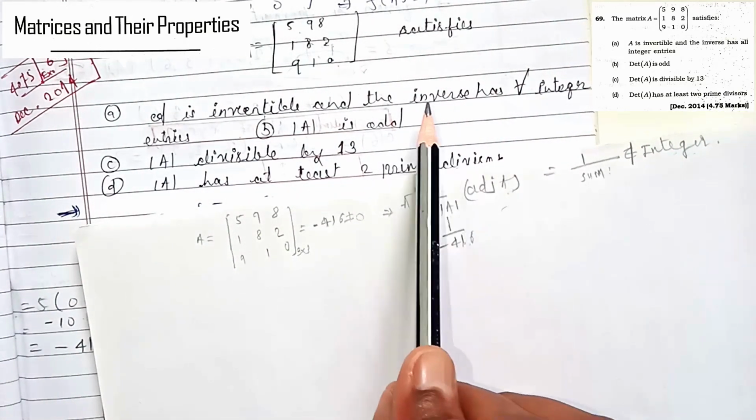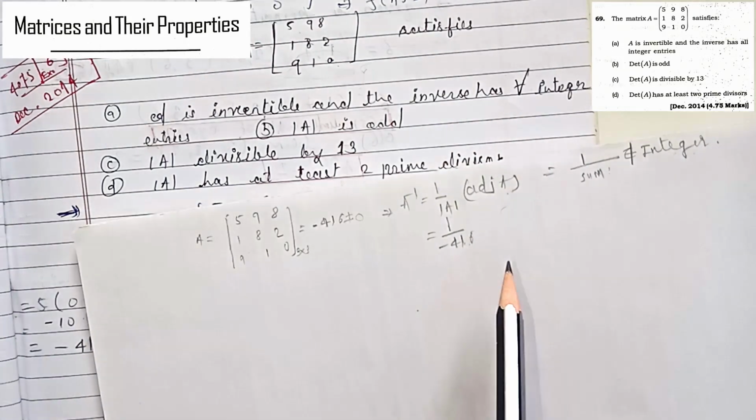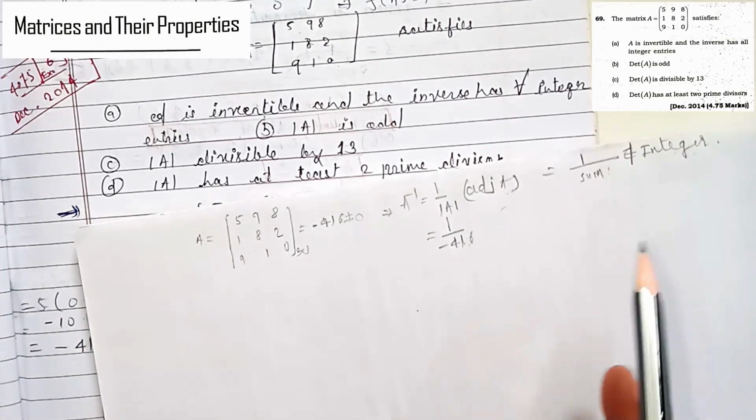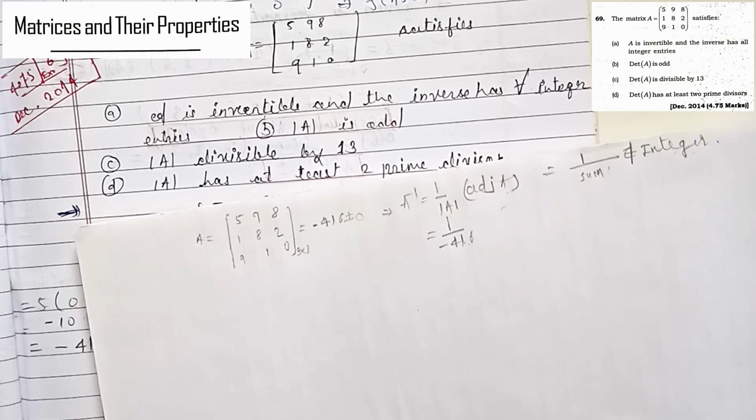But in our first option, the second part says the inverse has all integer entries. That is not possible here because the determinant is much bigger. Just by observation, you can answer this question.